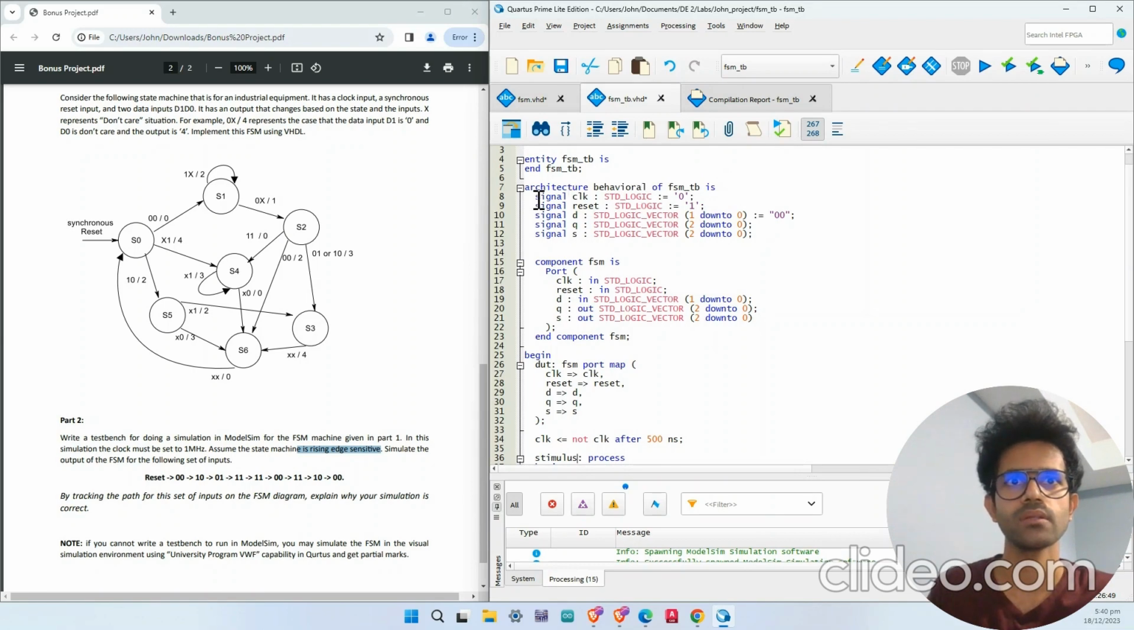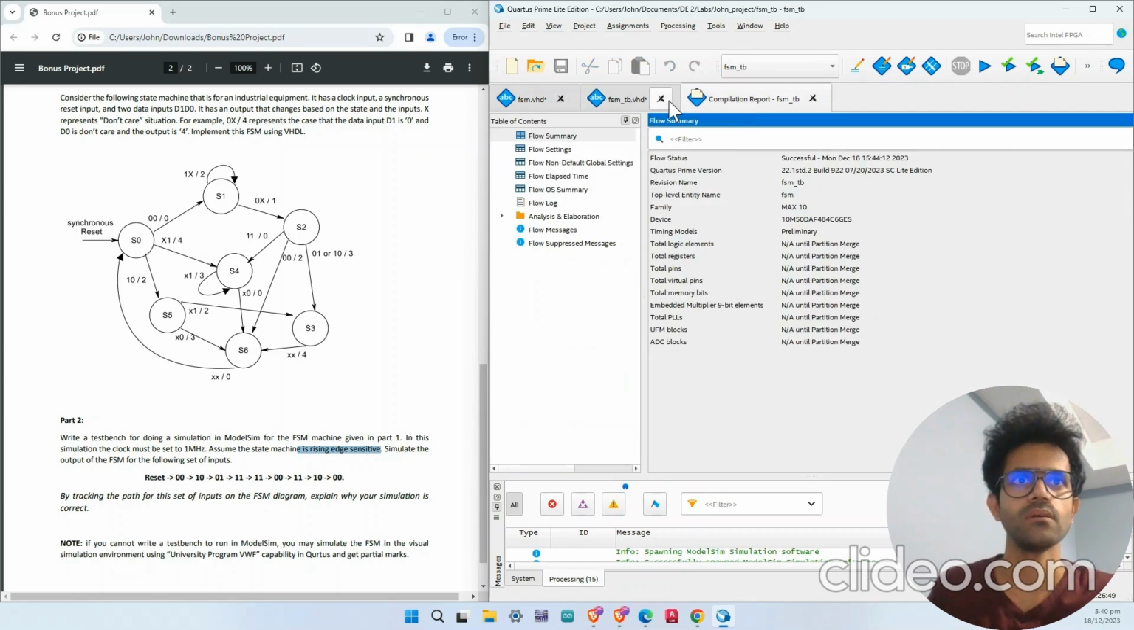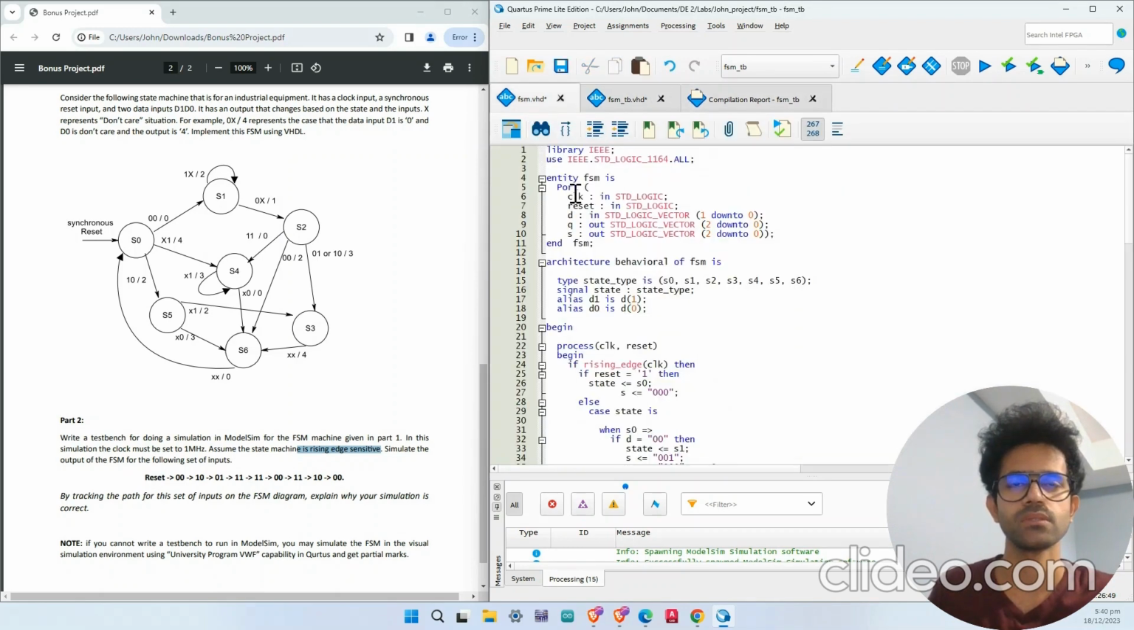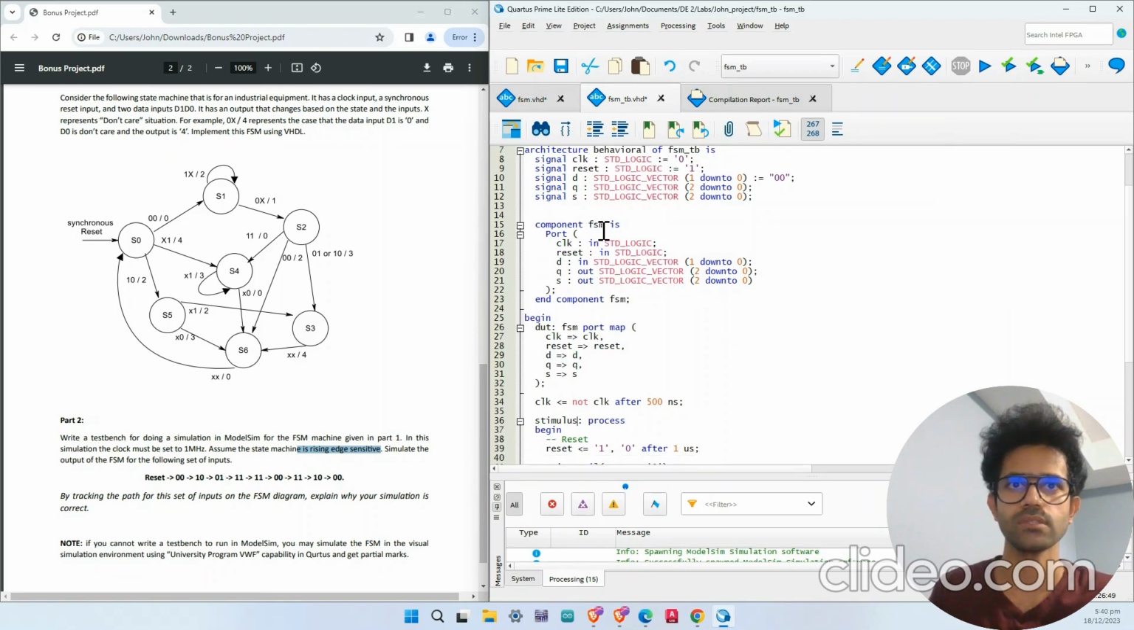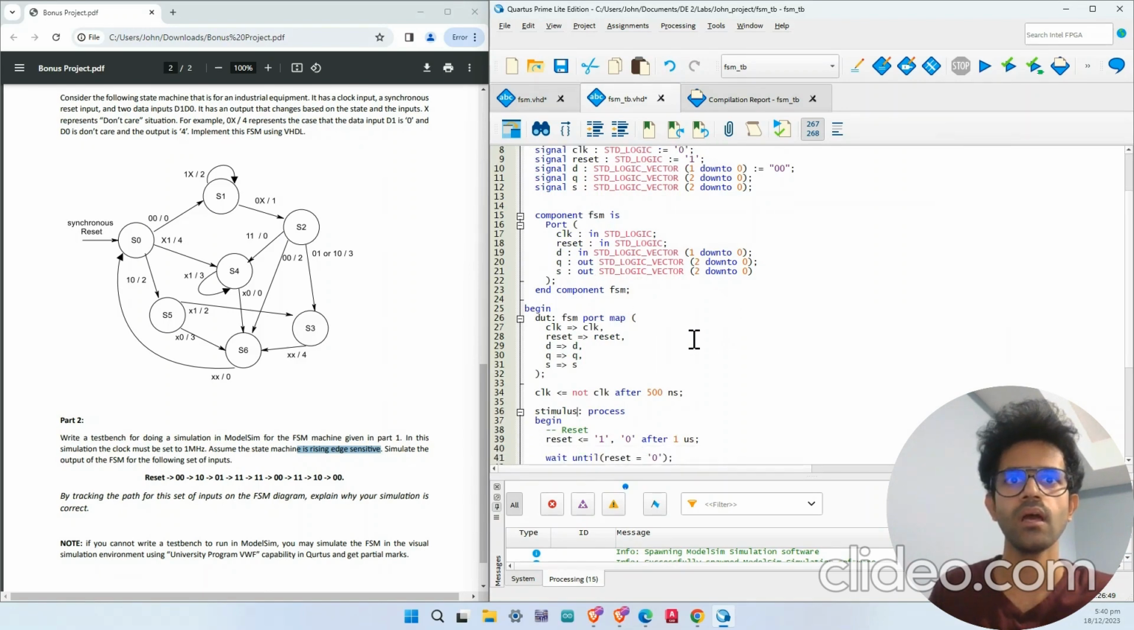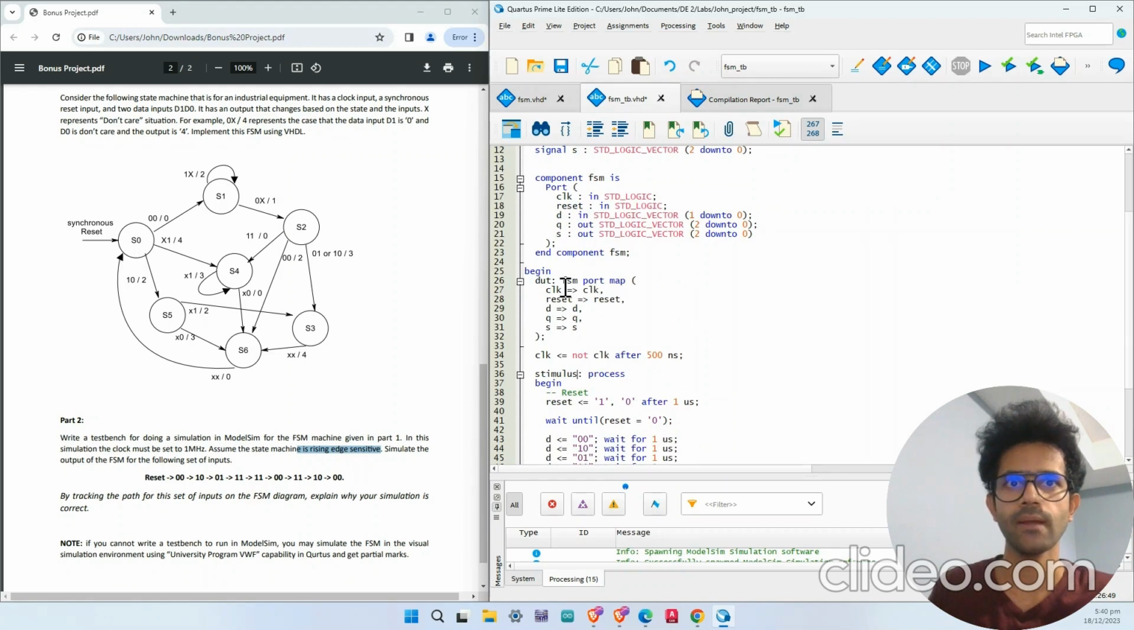We're declaring all the input and output signals of the FSM here. These inputs and outputs are declared as signals in the architecture, and we are initializing D with 0. And here we do the component declaration. Whatever the input and output ports are, we write it just like that, and we declare the FSM as a component here, instantiate it.